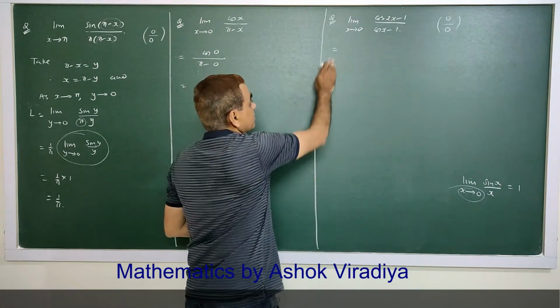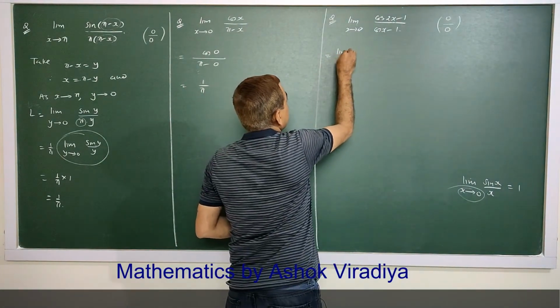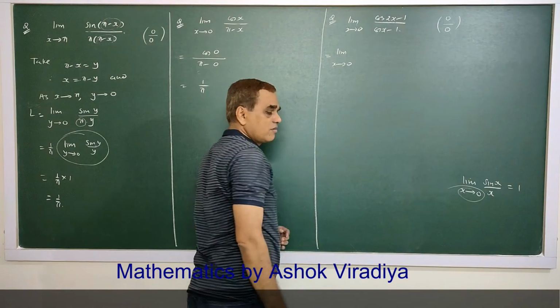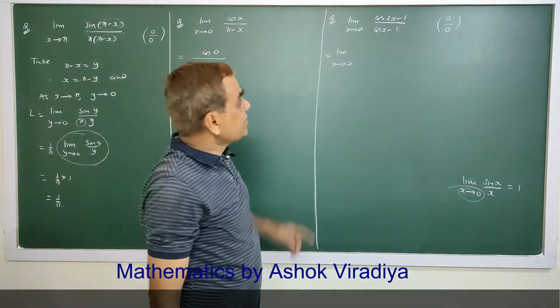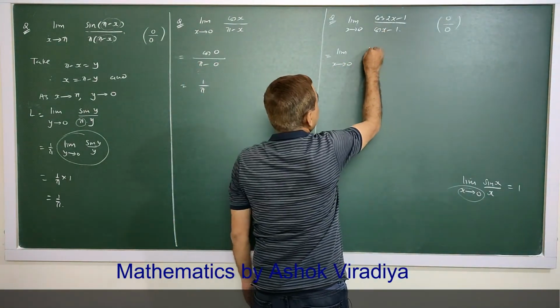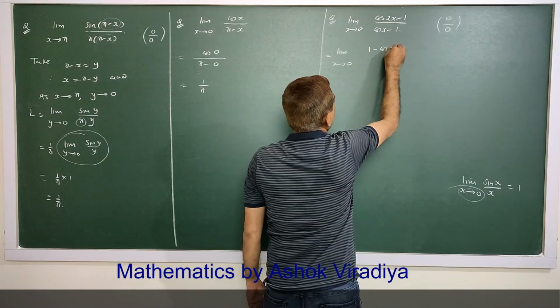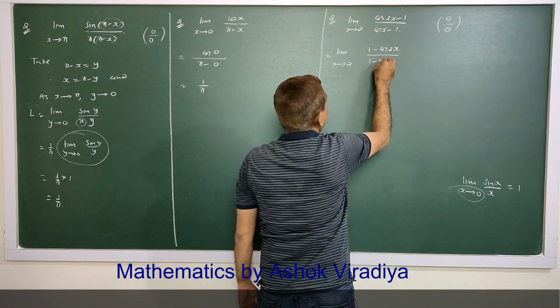If it is a trigonometric function, maybe this formula is applicable. So here, continuing the procedure, x tends to 0. Here I am changing sign. Cos 2x minus 1, I put 1 minus cos 2x. Here 1 minus cos x.